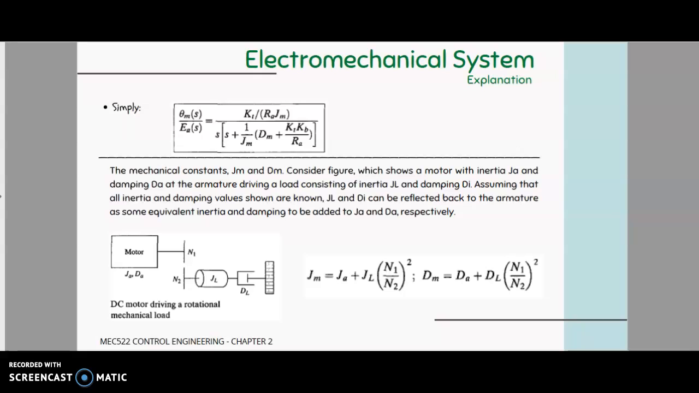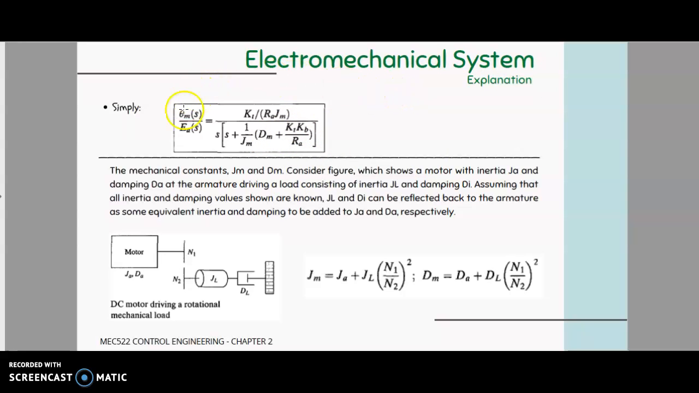Okay, after you get the equation, you simplify. After we simplify this one, theta m is the output, Ea is the input. So we can get this: Kt over Ra Jm, divided by s times (s plus 1 over Jm times (Dm plus Kt Kb divided by Ra)).